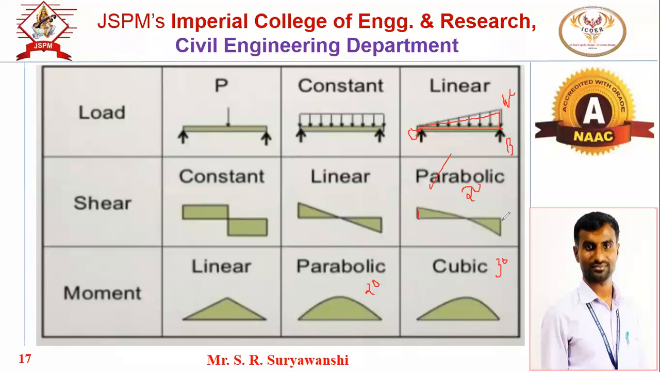Now this is the standard case. Triangular loading is there. So that's why the reaction at the left end, this RA, is given by WL by 6, and RB will be WL by 3. Here it will be WL by 6 and here it will be WL by 3. So these are the standard reactions.